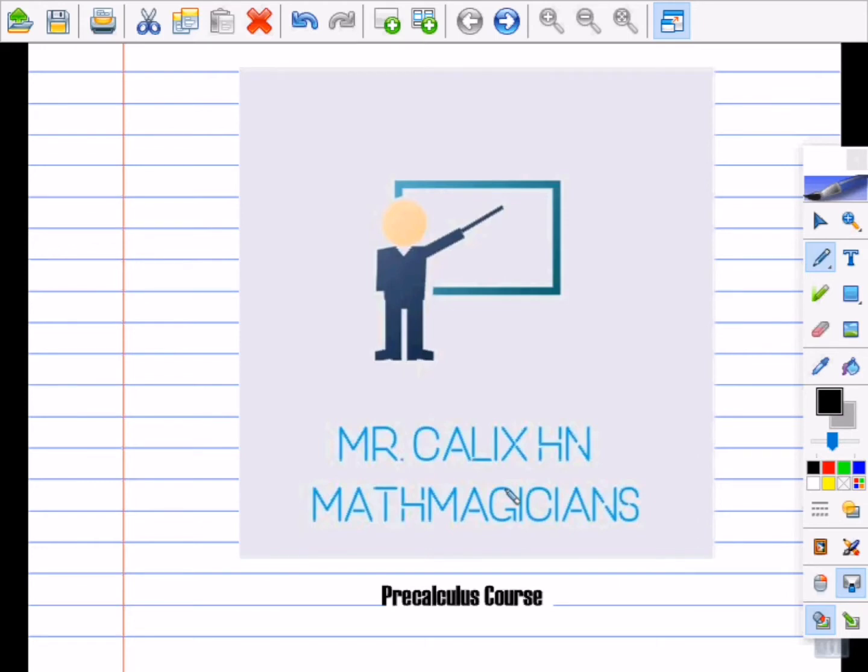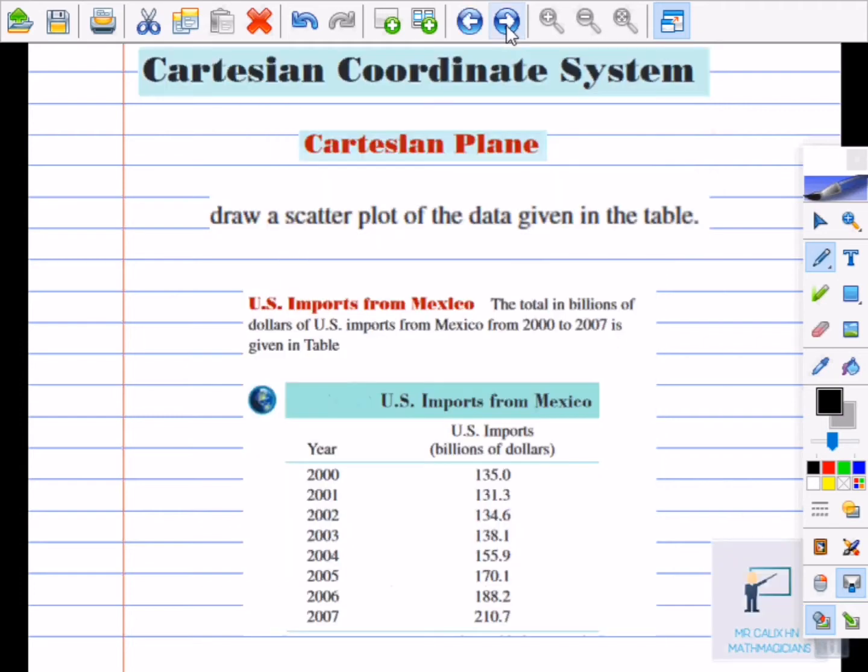We will continue with our Precalculus course, always with the prerequisites for Precalculus. Our topic for today is the Cartesian Coordinate System. The subtitle will be the Cartesian plane. The first exercise says, draw a scatter plot of the data given in the table.